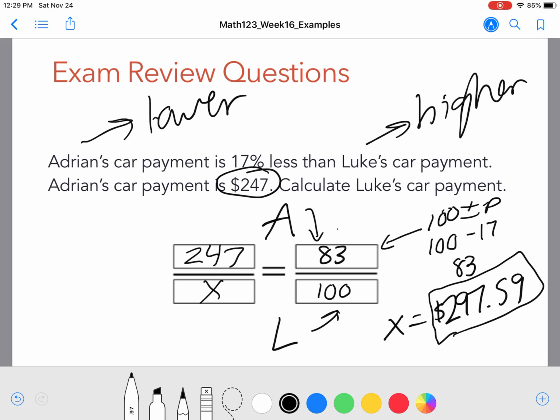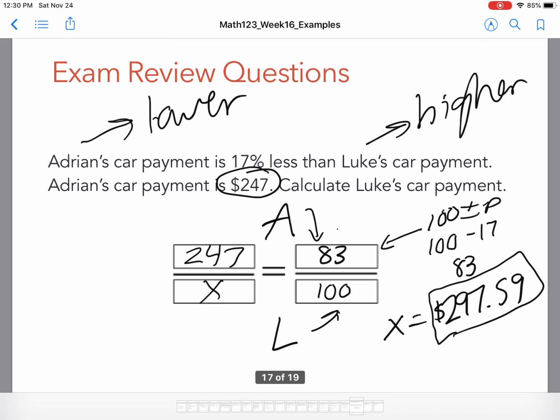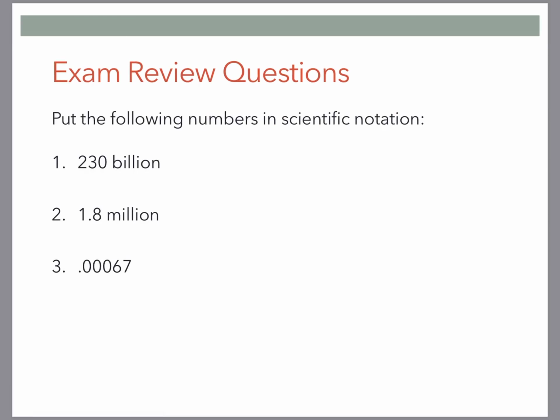So if I were to say that Luke's car payment is 17% more than Adrian's car payment, that's actually not true, okay? Because we're talking about 17% of a specific number. This is similar to a question you had on another exam, which asked if you increase something and then decrease something by the same percent, is it the same? The answer to that is no, okay? So let's take a look at the next question.